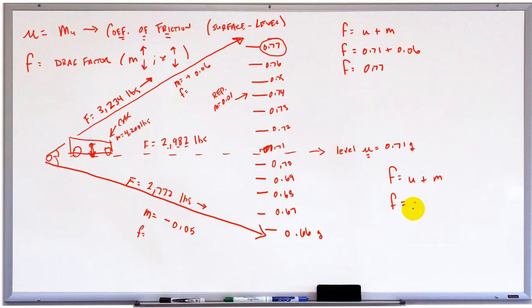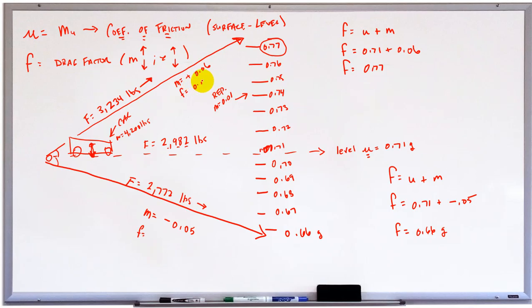So F is equal to 0.71 plus a negative 5%. When I add a negative number, because I'm going to treat the grade in this case as positive and negative numbers depending on whether it's going uphill or downhill, 0.71 plus negative 0.05, I'm still going to wind up at 0.66. All right, two different ways to do it. Neither way is wrong. It's just whichever way you can understand and explain, then that's the correct method for you. So now we know what our drag factors would be.